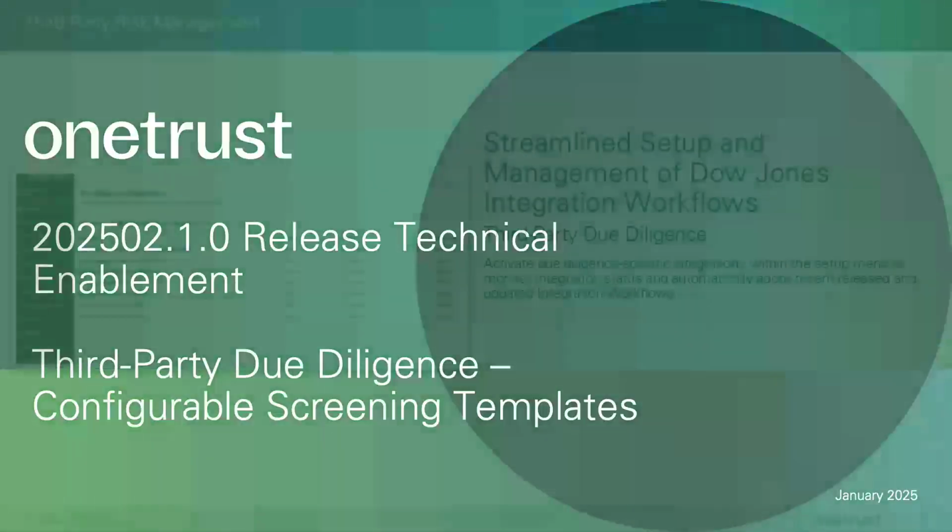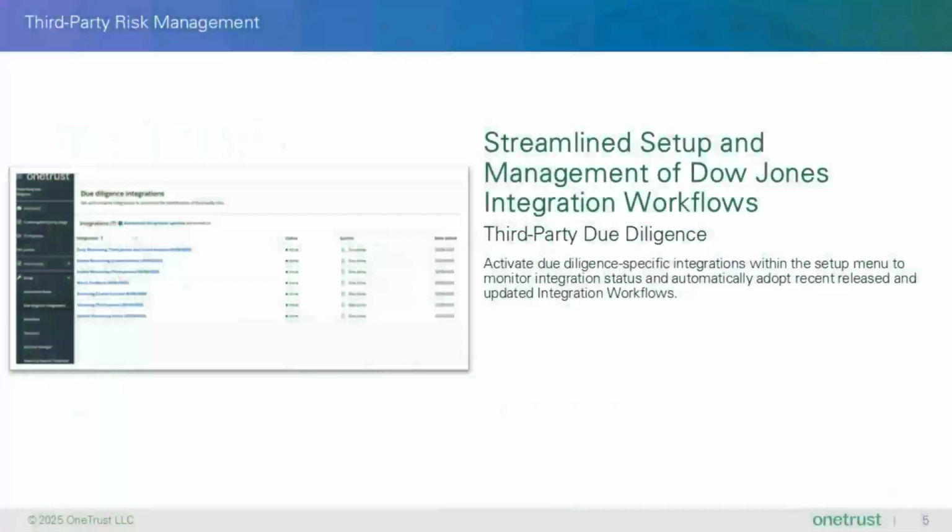Now let's look at the second third-party due diligence feature, which is Streamlined setup and management of Dow Jones integration workflows. With this new feature, setting up a new integration with Dow Jones is much easier and less prone to errors. In addition, the adoption of the latest version of a seeded Dow Jones integration workflow has been simplified, which results in eliminating or reducing the need to contact OneTrust support or involve professional services.